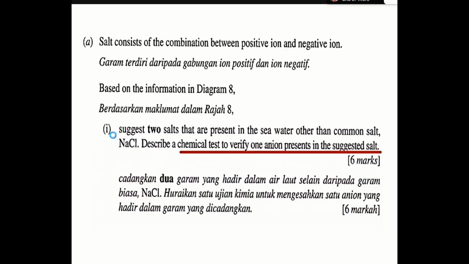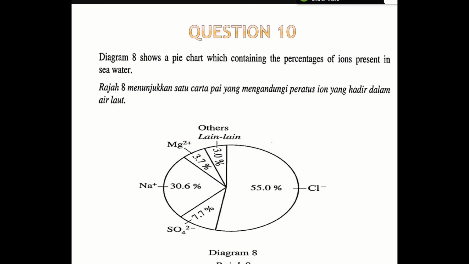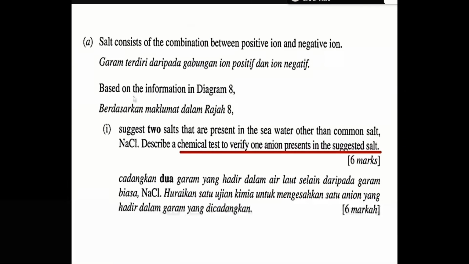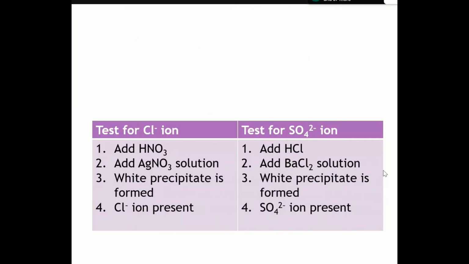So in this case, we tell them the question is based on diagram 8. You can only use the combinations magnesium chloride, magnesium sulfate, or sodium sulfate. There is no other answer, because you need to get the answer from the pie chart itself. The next question after this: can you describe a chemical test to verify one anion present in the suggested salt? Meaning your anion test can only be for the chloride ion or the sulfate ion, not other than that. Only two possible answers.